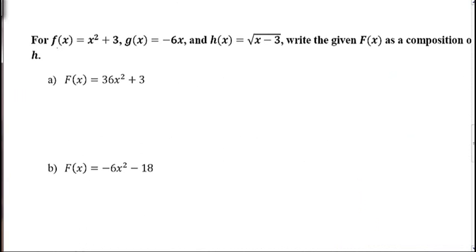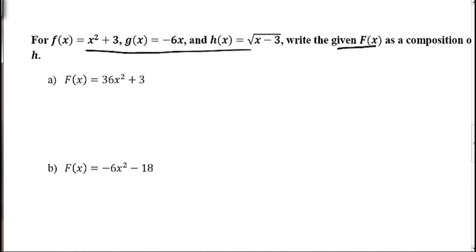In our next example, we're given that f of x is equal to x squared plus 3, g of x is negative 6x, and h of x is the square root of x minus 3. And we've also got this given function capital F of x, which is a composition of these 3 functions. So our first example is capital F of x is 36x squared plus 3. We want to use these 3 functions to come up with this, and we want a composition of the functions. So what function could I plug into one of the other functions so that I could come up with a result like this?